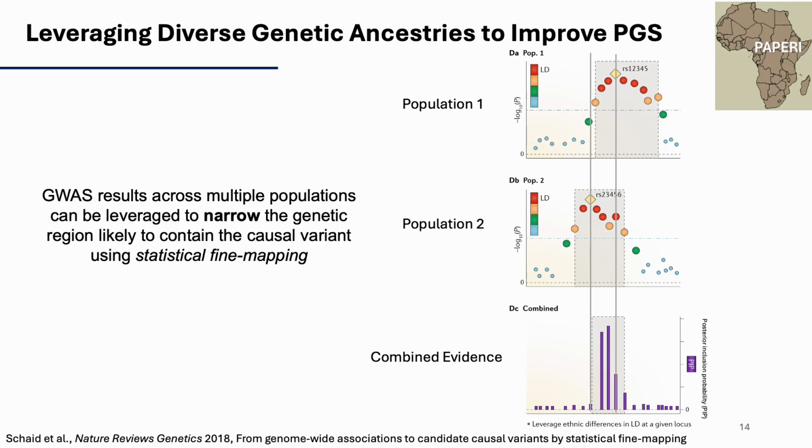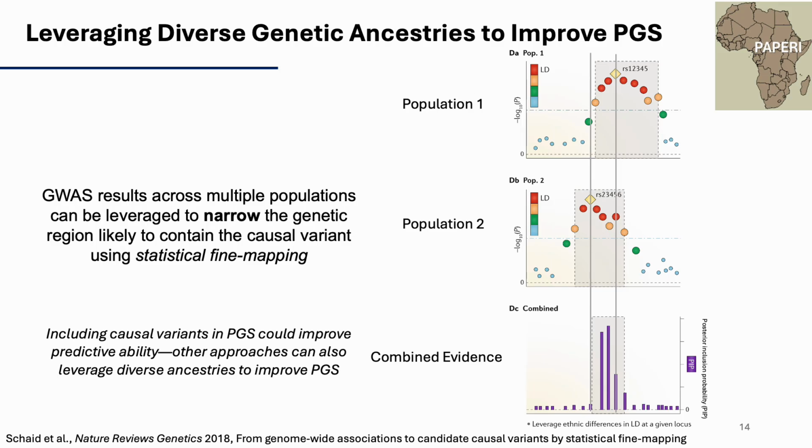We can leverage these results and these population structures to narrow down the region that is most likely to contain the causal variant, which likely lies between these two variants. Including causal variants in PGS is a notable way that PGS accuracy could be improved, and this can be facilitated by including individuals from diverse genetic ancestries in discovery GWAS used to develop PGS.